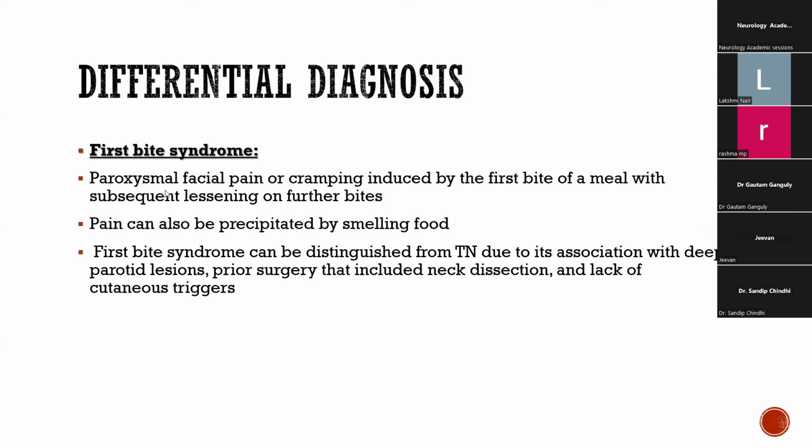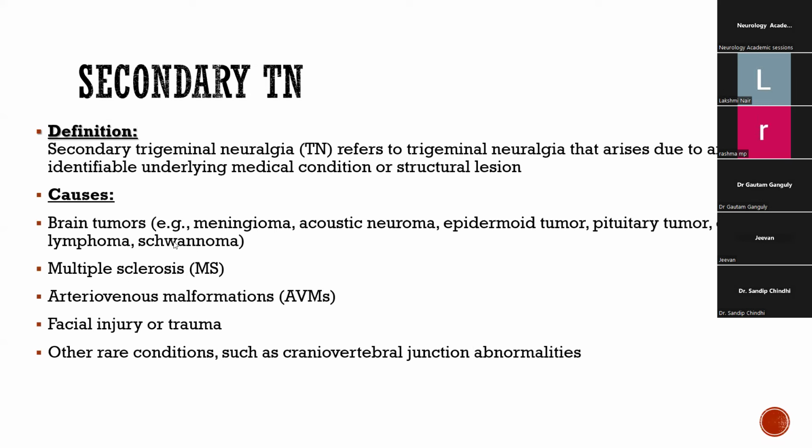So next, another entity is first bite syndrome. This is paroxysmal facial pain or cramping induced by the first bite of a meal, with subsequent lessening on further bites. Pain can also be precipitated by smelling food. It can be distinguished from trigeminal neuralgia by its association with deep parotid lesions and prior surgery that included neck dissection, and by the lack of cutaneous triggers.